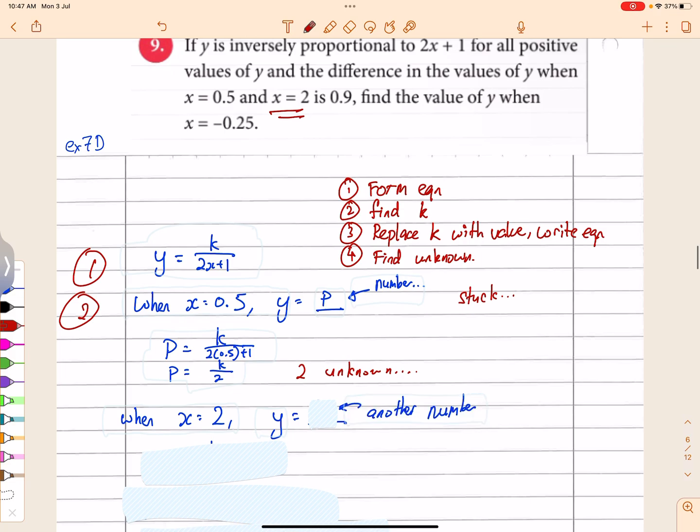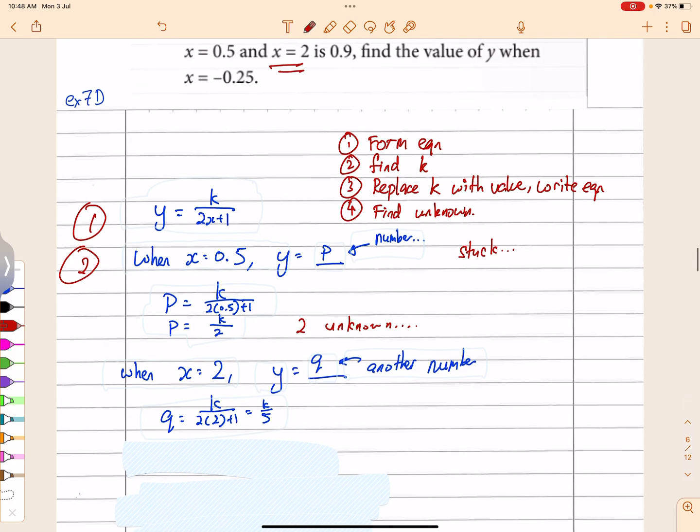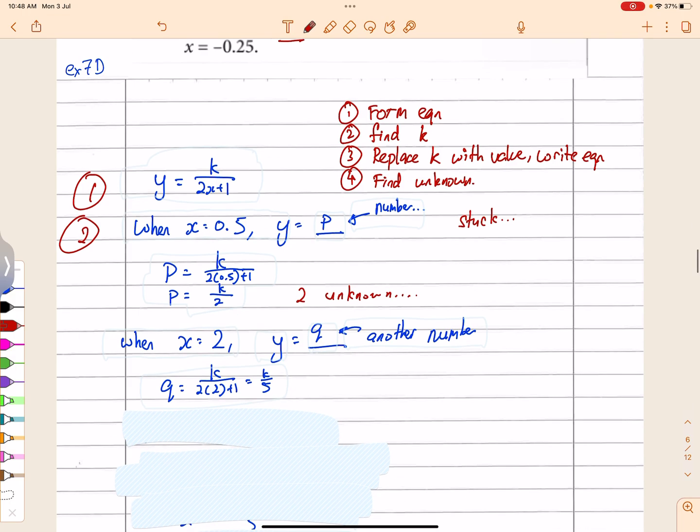The y is a number, but it cannot be just p, because x is 0.5, y is p. X is 2, y shouldn't be p anymore. So let me use another alphabet. And I probably can get q equals k over 5. Now, after that, again, these are two unknowns.